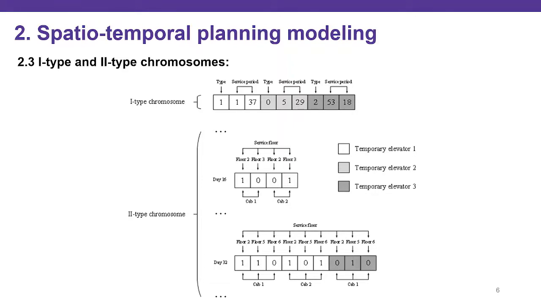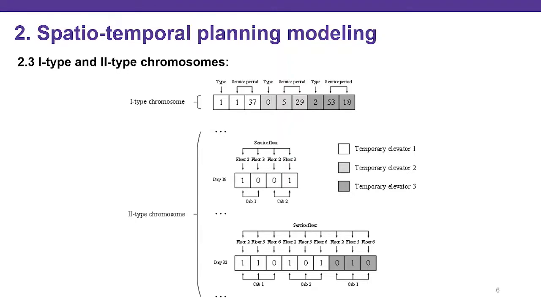The second part with two genes represents the start and end dates of the service period of temporary elevators. The gene with the smaller number represents the start date. And if the two genes are equal, there is only one day in the service period. As shown in the figure, the service period of temporary elevator 1 is from days 1 to 13.7, and that of temporary elevator 3 is from days 15.3 to 18.